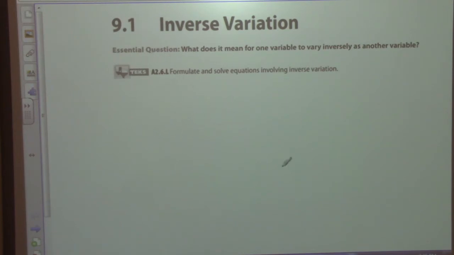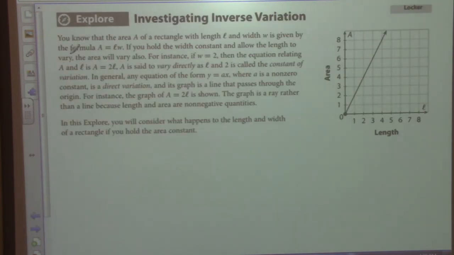Inverse variation. We're going to start on chapter 9. What does it mean for one variable to vary inversely as another variable? And so we're going to be talking about inverse variation. So we're going to have a discussion before working on some problems today. So we're going to investigate inverse variation.